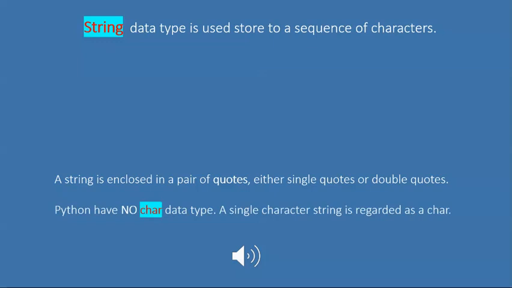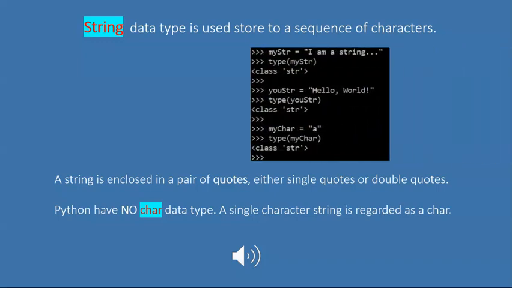Python does not have a char data type. It considers a string with one single character as a char data type. Like A is a string enclosed in double quotes, but can be viewed as a char. Similarly, we may use function type to show the data type of a string, like in the example.